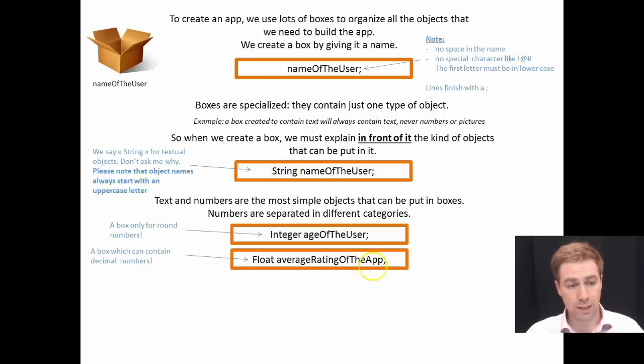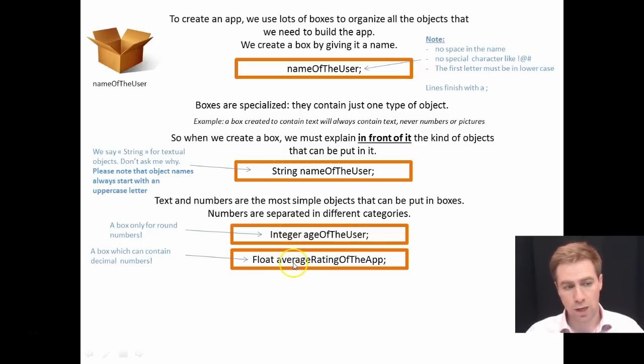But let me show you that you can create boxes for other types of objects. Like if I want to create a box where I will put the age of the user, it's going to be for a number, right? And in coding, you make a difference between round numbers, the numbers that don't have a comma or decimals, so you call them integers. That's a box just for integers.